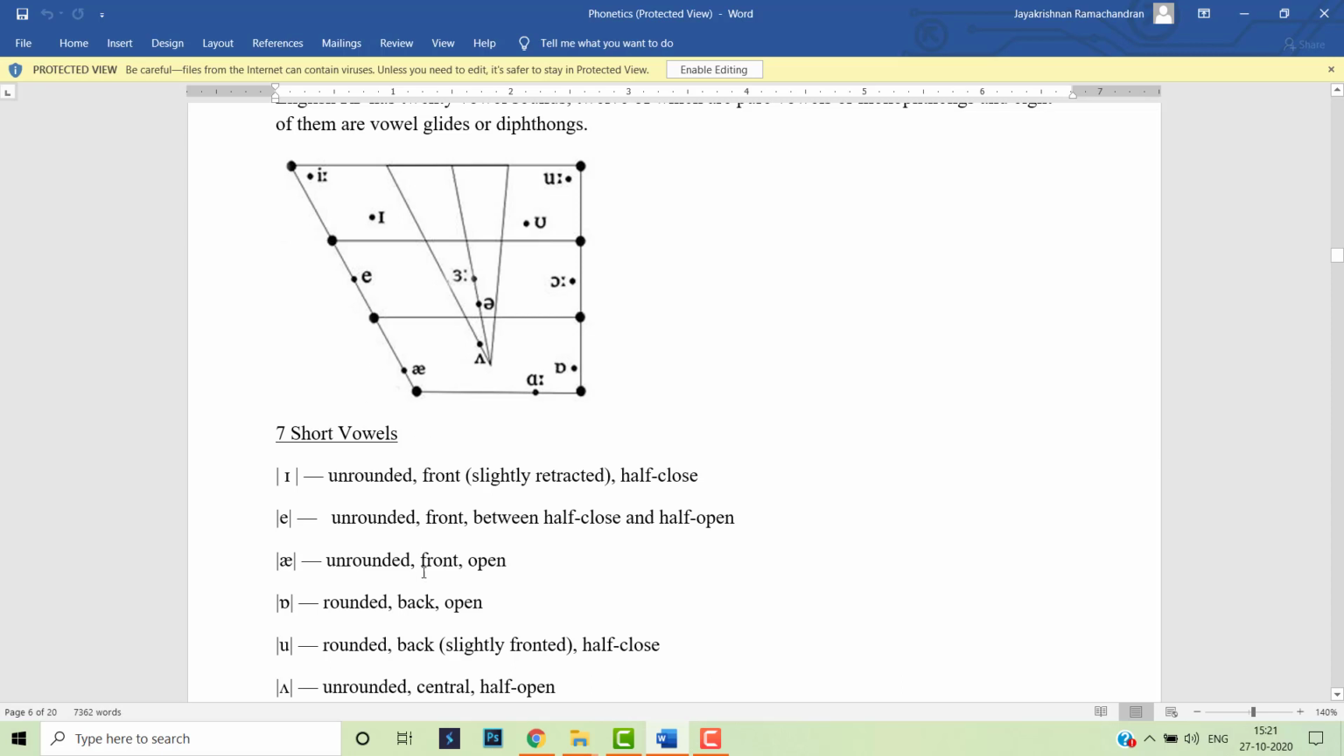It is the front of the tongue that is involved, and it lies more or less close to the open vowel position. It is open. Now comes a. Okay, a. Sorry, this is o. This is o.